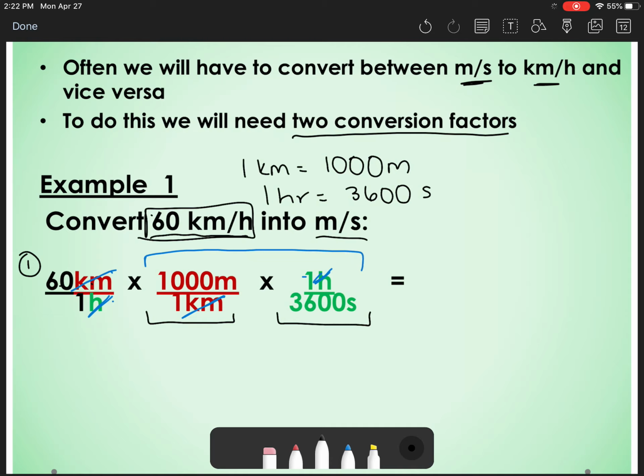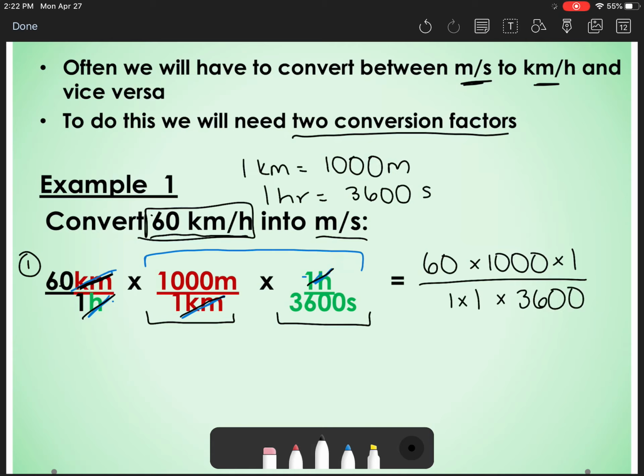And then you figure out which one is on the top of the fraction or the bottom based on the form of your original number. Because my original number has 60 kilometers on top, that tells me my kilometer needs to be on the bottom to cancel. And because my hour is on the bottom, then in my conversion factor it needs to be on the top. Okay, then I would be left to multiply. So you're doing kind of 3 multiplication here. You'd go 60 times 1,000 times 1, and then you would also multiply out 1 times 3,600.